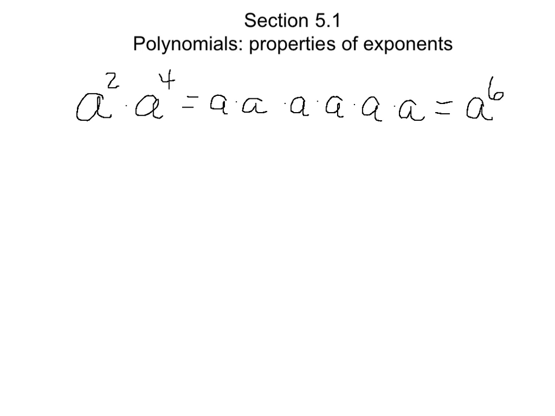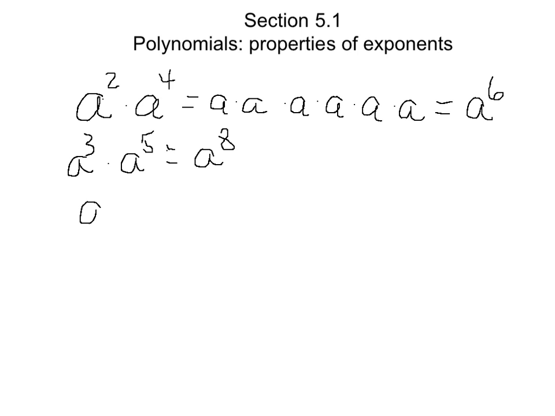If we have, say, a squared times a to the fourth, well, a squared means a times a, and a to the fourth means a times a times a times a. And so that's the same as a to the sixth. And so what we notice here very quickly is that when we're multiplying variables with exponents on them, what we wind up doing is adding the exponents. So, a couple of quick examples. A cubed times a to the fifth equals a to the eighth.